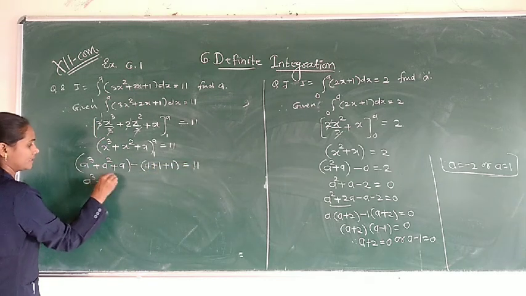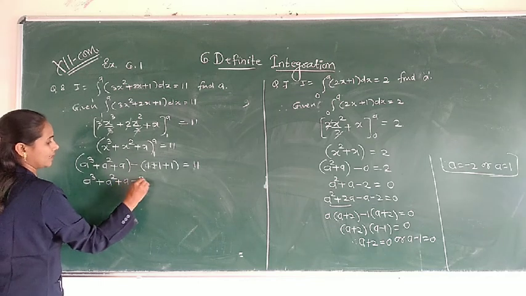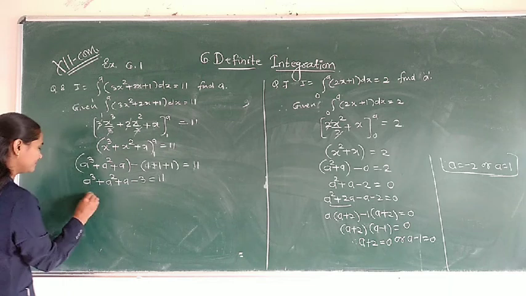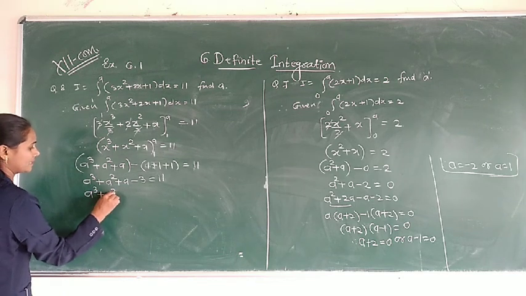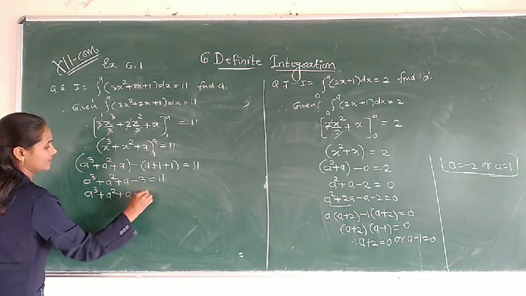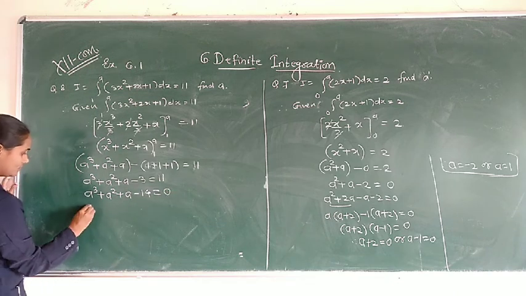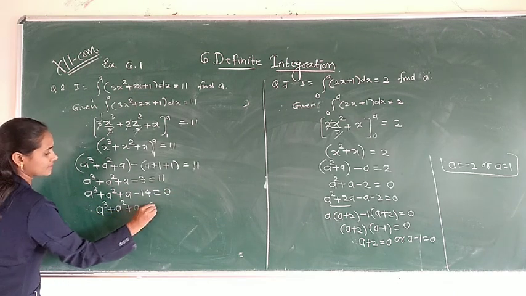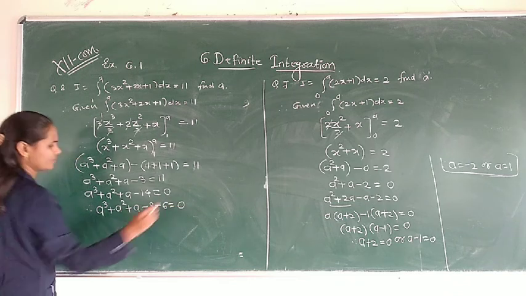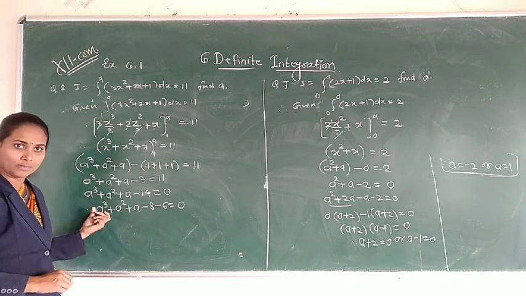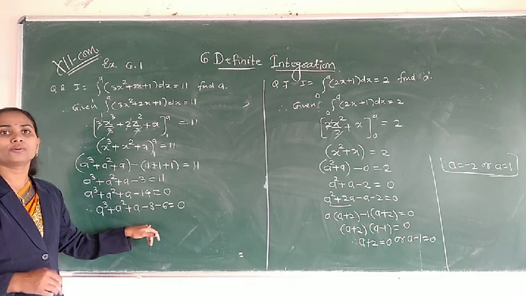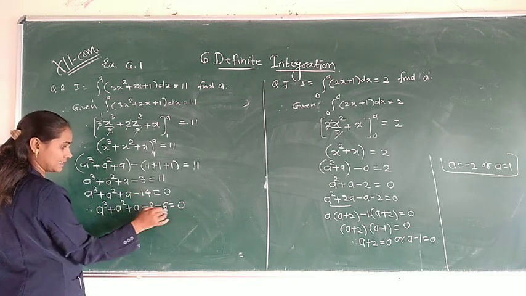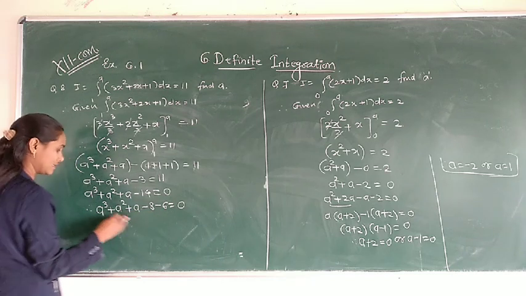Therefore a cube plus a square plus a minus 3 is equal to 11. The 11 on this side becomes minus 11. A cube plus a square plus a minus 3 minus 11, minus 14 equals 0. The 14 can be split as minus 8 minus 6 is equal to 0. Because see here it is a cube. Since we find a term which is a cube of a number, we have to split the factorization of minus 14 as minus 8 minus 6, since 2 cube is 8.